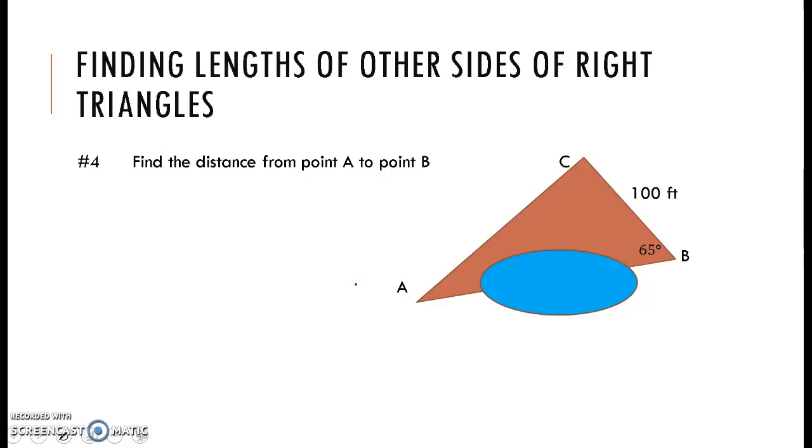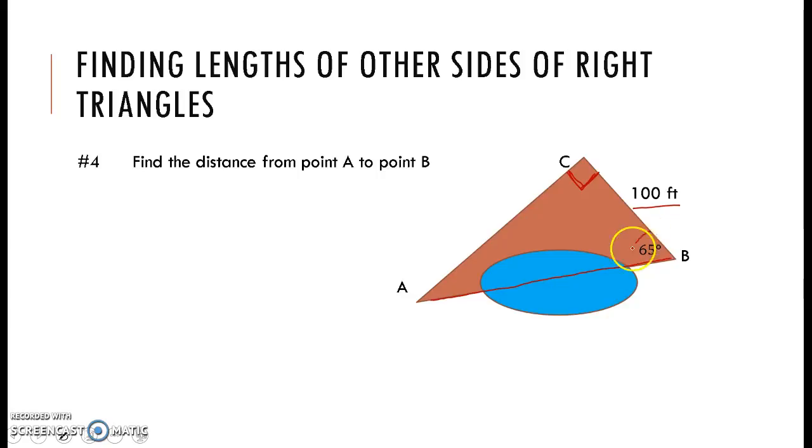Let's move on and talk about how we can find other lengths of other sides. So here we want to find the distance from point A to point B. We're going to assume that this is a right triangle here. We have 100 feet here, but we want to know what this distance is. Maybe we can't measure it because it goes across a lake or a pond, and we just can't stretch a tape measure across it. We can still find that exact distance, or really close to it, by using some trig ratios.